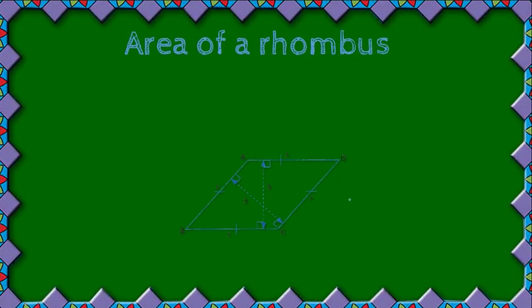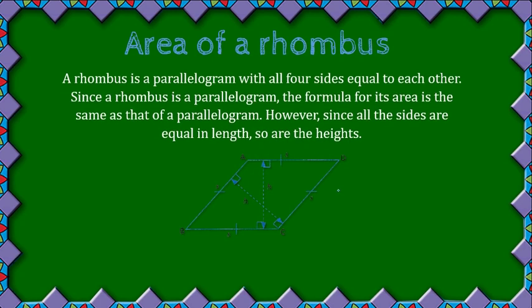And then the area for a rhombus. Now, a rhombus is a parallelogram with all four sides equal to each other. Since a rhombus is a parallelogram, the formula for its area is the same as that of a parallelogram. However, since all sides are equal in length, so are the heights. So what was the area for the parallelogram? We saw that the area was simply the base times the height. So this area is going to be simply the side times the height.